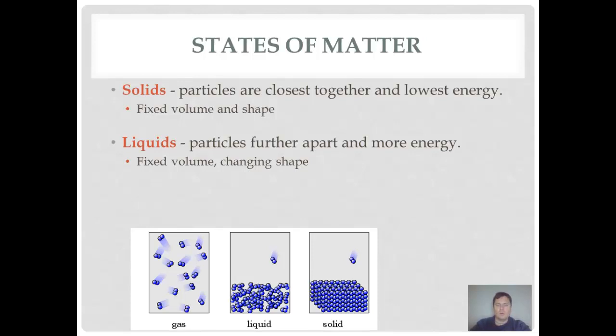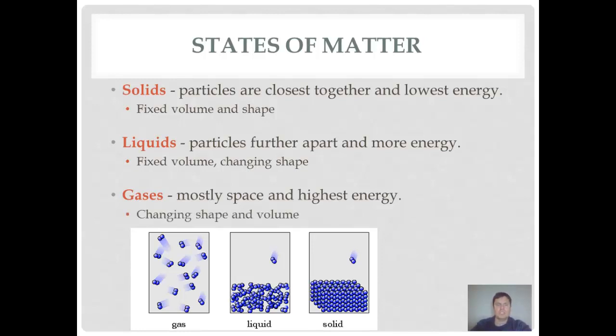Now, one more. We can add even more energy and get to our gas state. In this, we are getting so much energy that our particles are starting to pull apart, and the gas occupies the entire volume that it is contained in. So it has a changing shape and changing volume because it has so much energy.